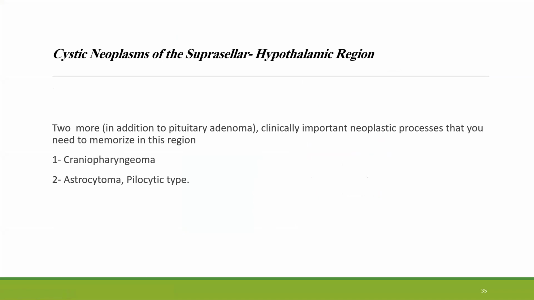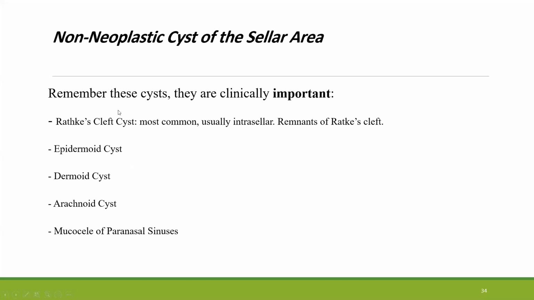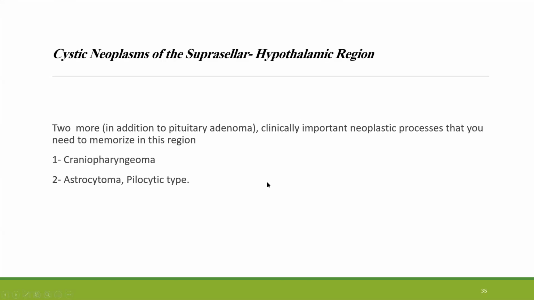It's not uncommon in real life practice to see either a cystic or solid lesion in the location of the pituitary gland, in the sellar area. So if it's cystic, remember these: Rathke cleft cyst, epidermoid, dermoid, arachnoid. If it is solid and cystic, remember the craniopharyngioma and the astrocytoma. So the sellar area can be affected by cysts, or by solid lesions, neoplastic processes, either cystic or solid. Solid and cystic, like in craniopharyngioma.